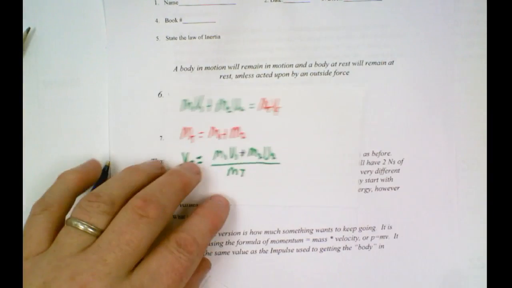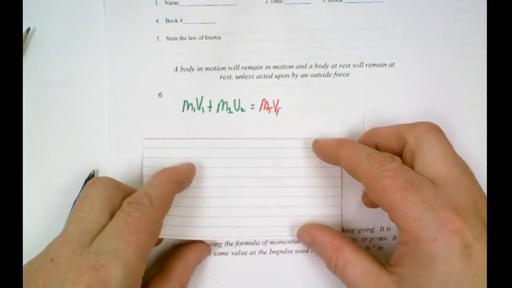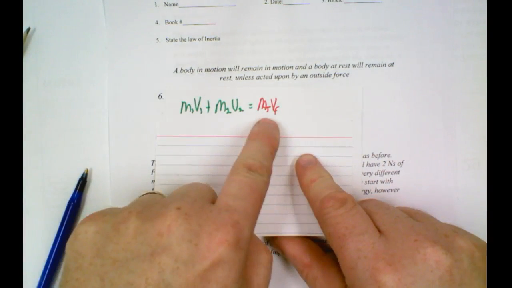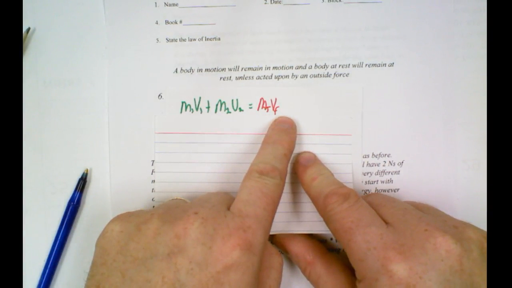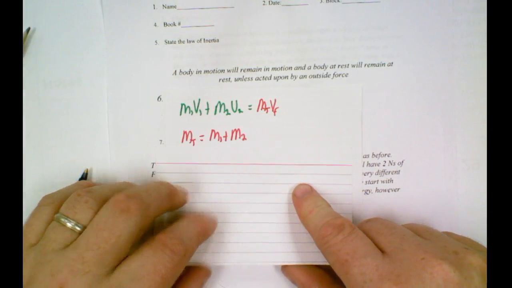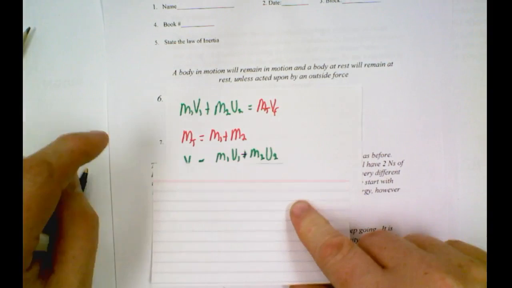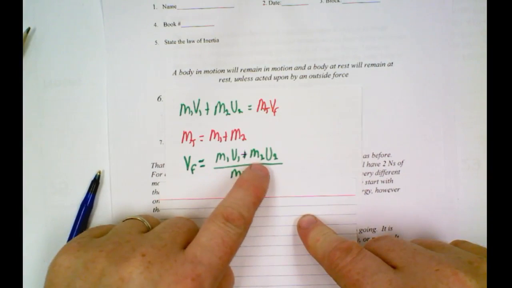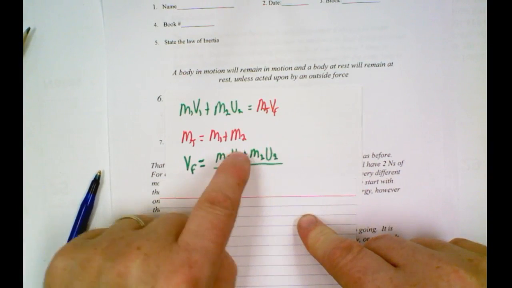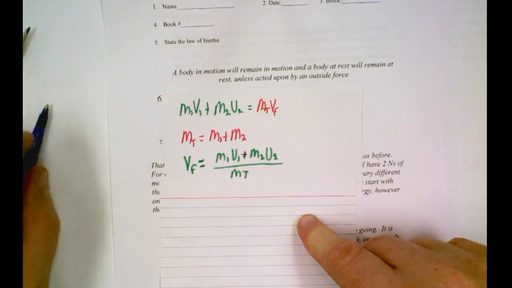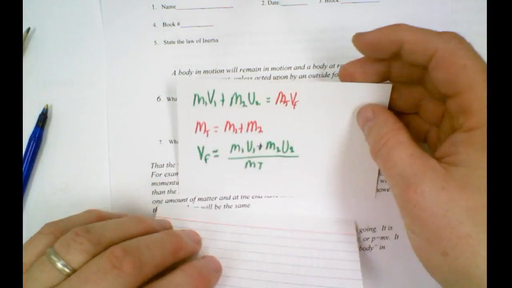With an inelastic collision, you have mass 1, velocity 1, plus mass 2, velocity 2, equals mass total, velocity final, as we've seen before. And, of course, mass total is m1 plus m2. You could solve for velocity final, which is m1 v1 plus m2 v2, the momentum beforehand, divided by how much mass was involved, and that will tell you how fast it's going. That would be your inelastic collisions.